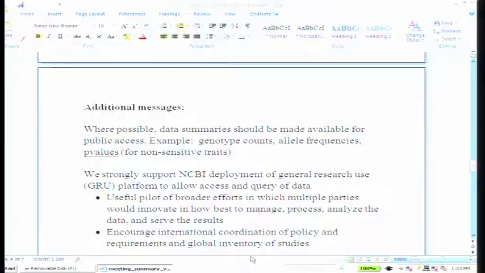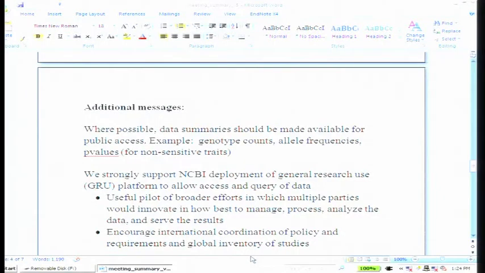Okay. So, as I said, those were sort of the key overarching messages, and then some additional ones, actually quite a few yet to come, that in many cases relate very much to those initial ones. So additional messages: where possible, data summaries should be made available for public access. These might include genotype counts, allele frequencies, and p-values. This should certainly be done for non-sensitive traits.